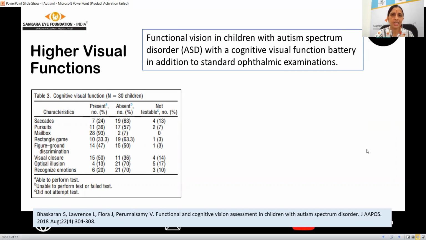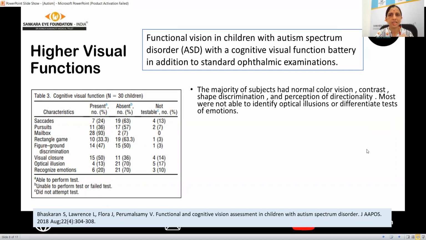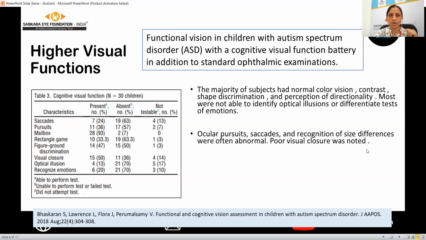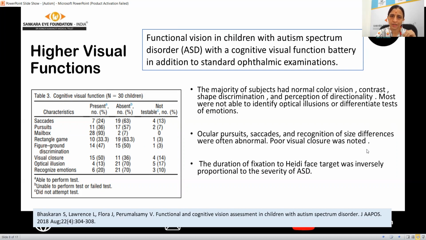What they found was interesting. In these children with autism, color vision, contrast, and perception of directionality were by and large normal. Most were not able to perform two basic things: optical illusions and recognizing emotions. Further, ocular pursuits, saccades, and recognition of size differences were often abnormal in these children. And the duration of fixation with a face target was inversely proportional to the severity of ASD, meaning the more severe the ASD, the lesser the fixation to a face target in these children. That means it's directly related to having poor eye contact in these children, which we know.